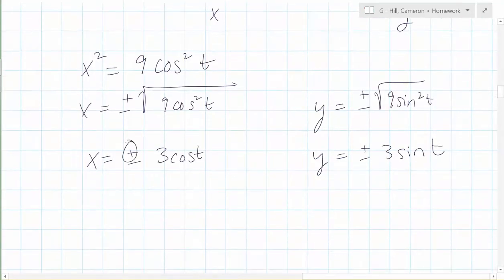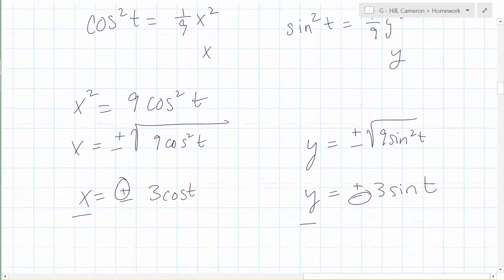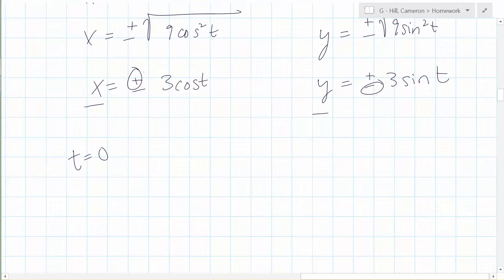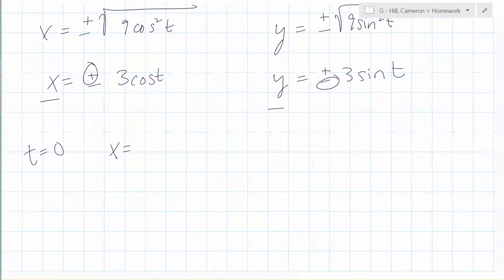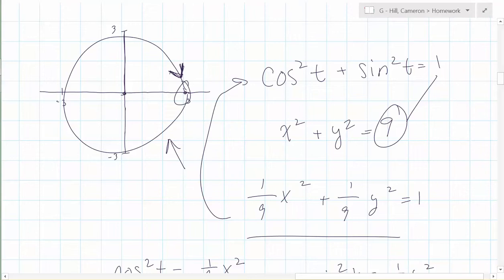Now we have to figure out if we're using plus or minus for both x and y. We know that we want to be tracing our circle in a clockwise direction. So first what we'll do is we'll plug in t equals 0 to get a sort of starting point. So let's pretend that we're using positive cosine and negative sine. So if we are, then x equals 3 and y equals 0 when t equals 0. So we start out at the point 3, 0, which is here.